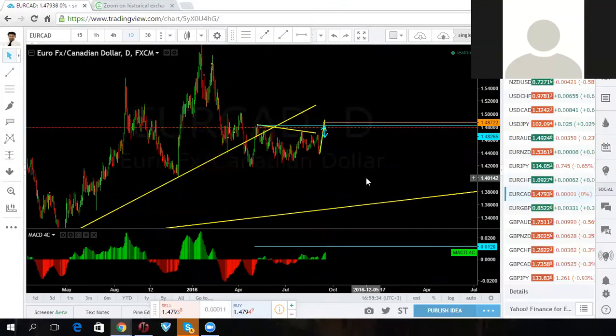At what point is a corrective structure a corrective structure? There's no point at which you identify that. There's the general structure you look at.